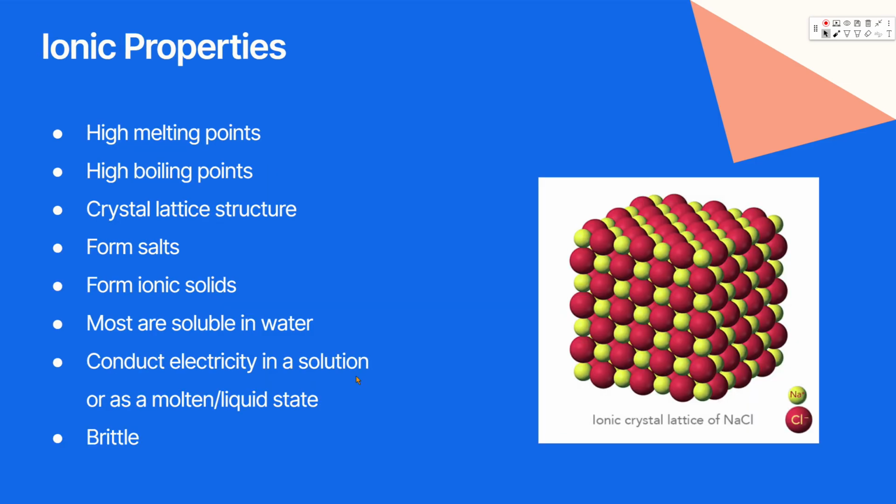Some ionic properties are having high melting and boiling points, having a crystal lattice structure, forming ionic solids, being soluble in water, conducting electricity in solution or in a molten state, and being brittle. Here, you can see the crystal lattice structure of the ionic compound sodium chloride.